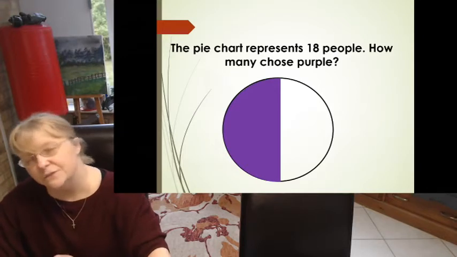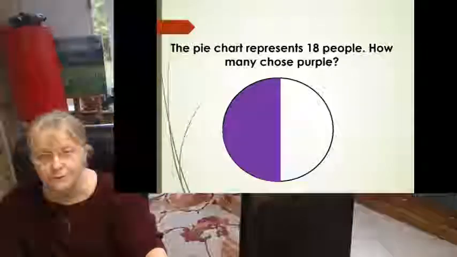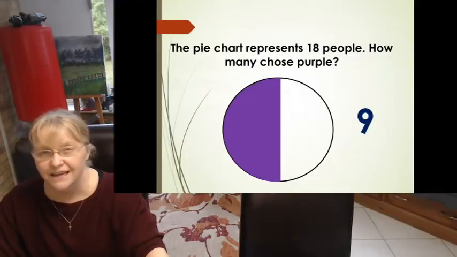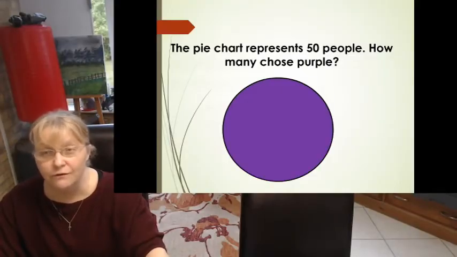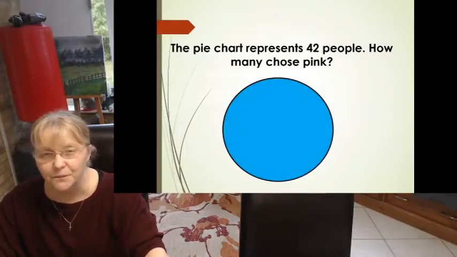Here's just a good way to just check your understanding. The pie chart represents 18 people. How many chose purple? And the answer is 9. This one represents 50 people. How many chose purple? And the answer is 50.